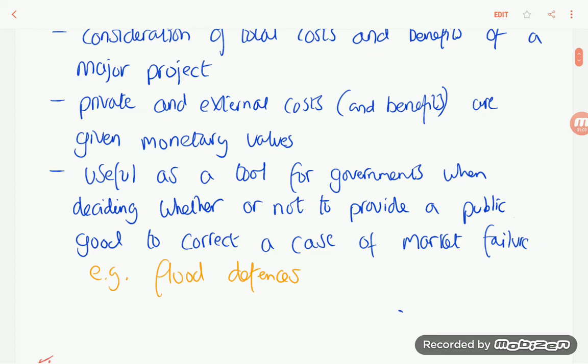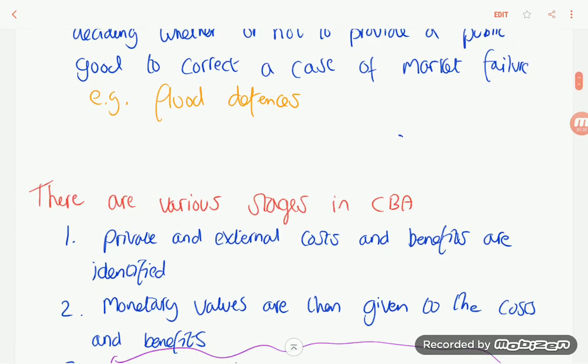CBA can be a useful tool for governments when deciding whether or not to provide a public good to correct a case of market failure. For example, if it's left to the free market, then a country is unlikely to have flood defences because of the free rider problem. So the government could use CBA to help them to analyse whether or not to correct this market failure.